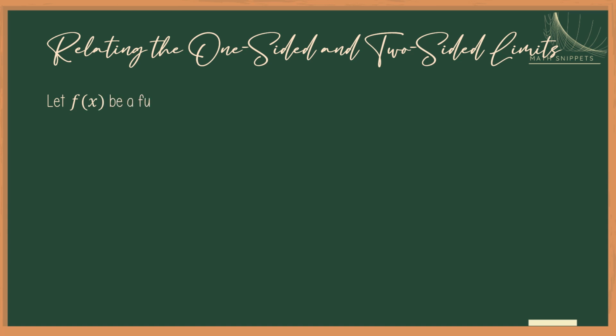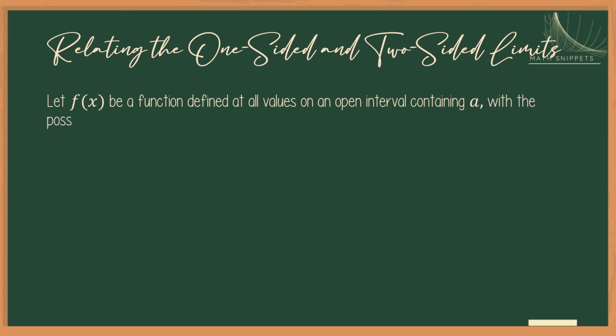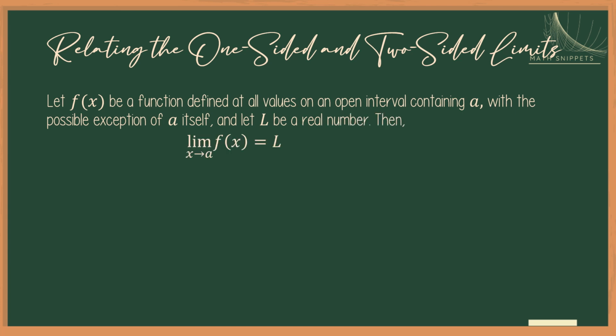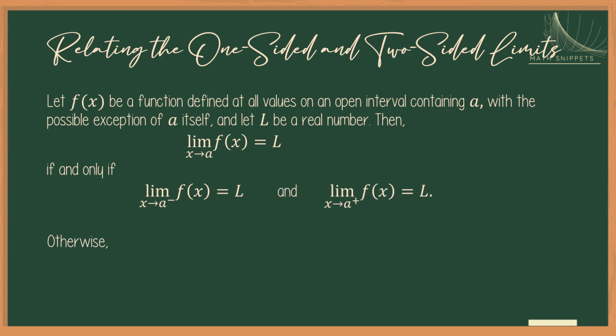Now let's relate the left-hand and the right-hand limits. Suppose you have a function defined on an open interval containing a, except possibly at a, and the limit of f of x is equal to L, where L is a real number. This only happens if the left-hand limit and the right-hand limit are both equal to L. Otherwise, we say that the limit of the function does not exist.